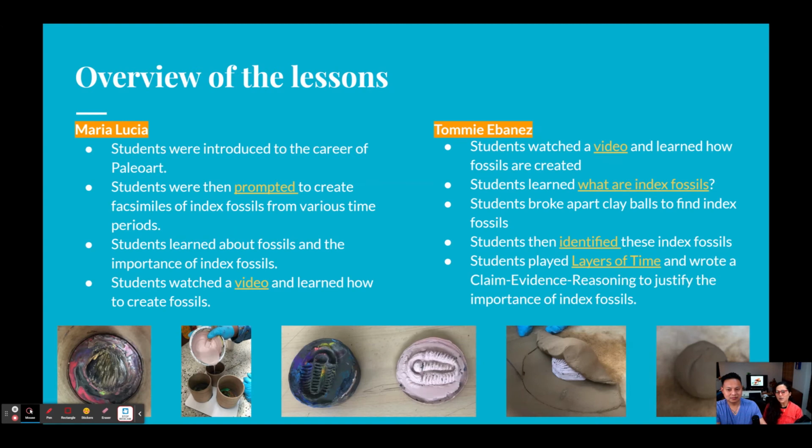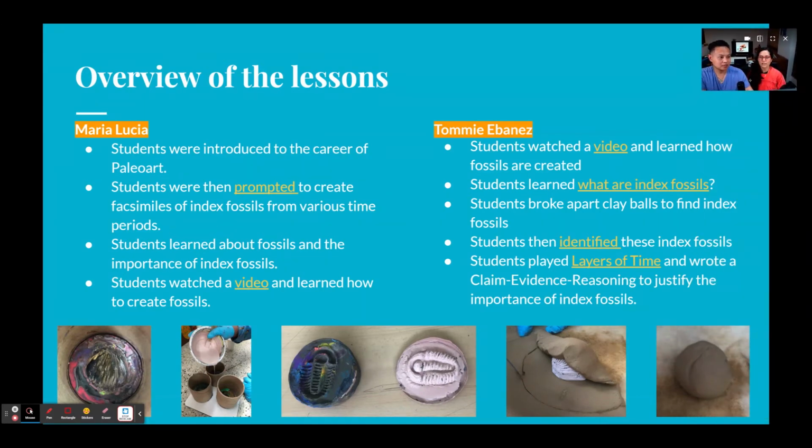Okay, so the students were introduced to the career of paleo art, which was very cool to give them the responsibility of being paleo artists for Tommy's class. They were prompted to create facsimiles of index fossils from various time periods. They also learned about fossils and the importance of index fossils and why it's important to recreate them. They watched the video where they learned how to create these fossils. So the images below can show us the different stages.